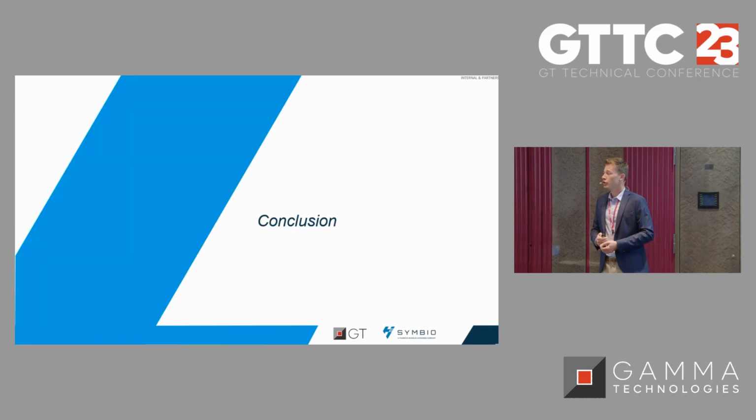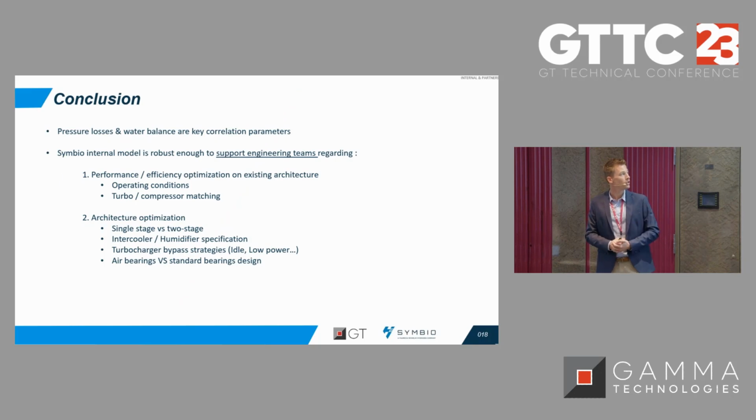Okay, so as a conclusion, we showed that the main correlation parameters for this kind of air loop design optimization are pressure losses prediction and water balance prediction. Now our internal model is robust enough to support the engineering teams in developing the air loop, and especially in two main domains. First, performance and efficiency assessment and optimization on the current architecture. We can work on operating conditions or turbo compressor matching quite fast.